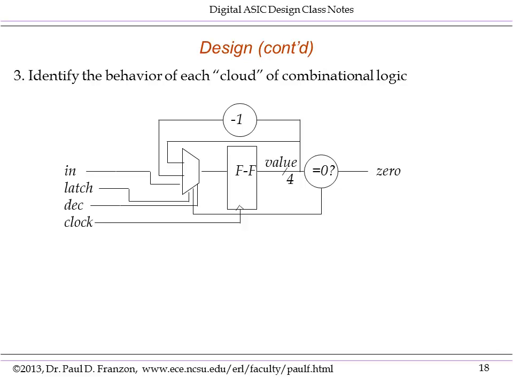Finally, I need to determine the select lines for this mux. Some of them come from the input specifications. When latch is high, I want to latch in, so that has to be a select line. When dec is high, I want to decrement, so that must be a select line. And I want to stop when I hit 0. So the 0 flag itself is also a select line for this mux.